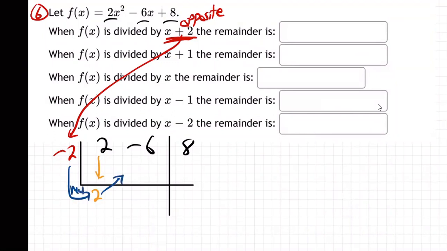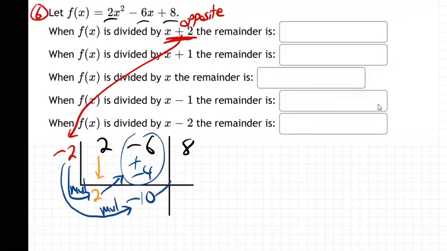So you multiply. Negative 2 times 2 is negative 4, and then you add these up. Negative 10, and then you swing it around again. Multiply negative 2 times negative 10 is plus 20, add them up, 28. That's the remainder, 28. So again, make sure you always do the opposite out here whenever you have a number next to x. So put negative 2.